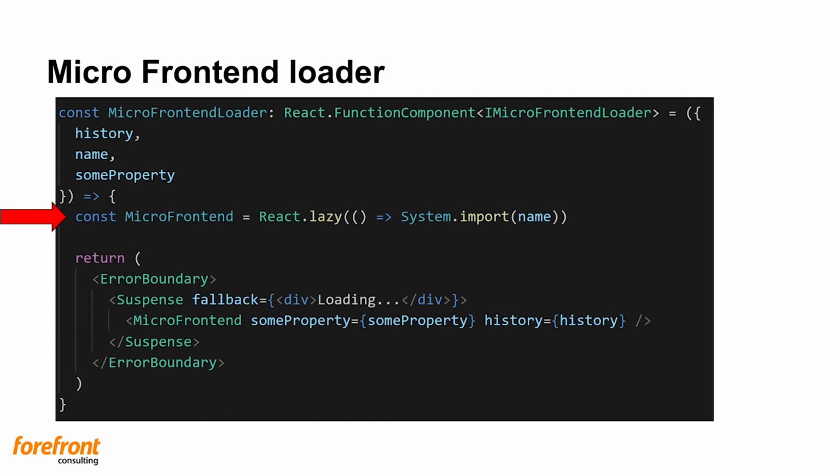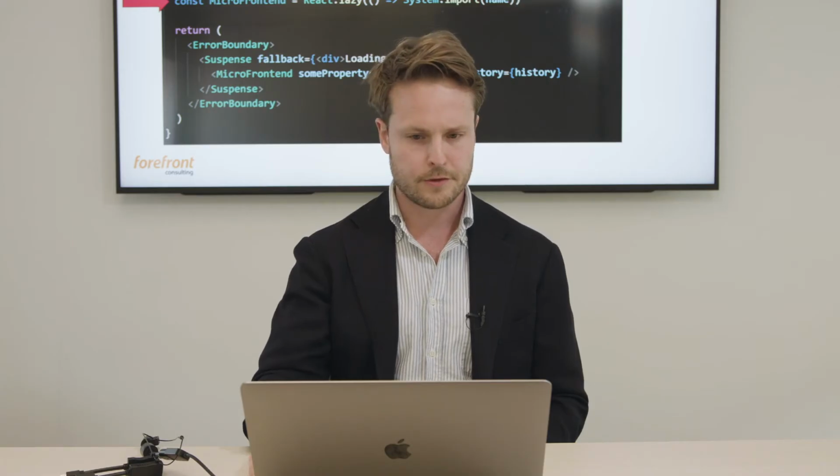We can also look at the error boundary and suspense we're using here. It's important to make sure that if there's an error in any of our applications, that if they blow up, then we can still use the rest of our application. So let's move on.